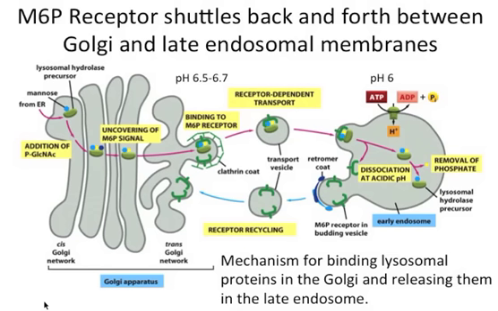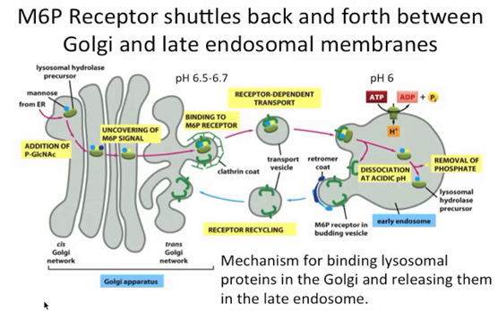Well, it's kind of the same story as what we had with the KDEL receptor. It's a pH-dependent interaction. So it binds nice and tightly at a pH of 6.5, 6.7, which is the pH in the trans-Golgi network. And then it loses that interaction at a pH of 6, which is the pH of the lysosome. So that makes a lot of sense, right?